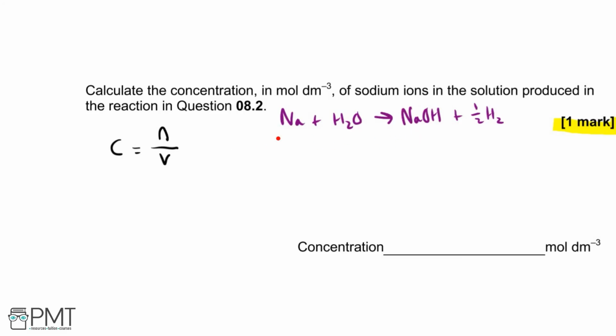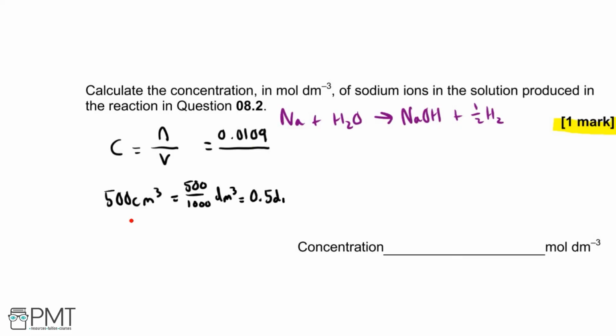So what that means is that for this equation, our value for moles is going to be 0.0109, as it was in the previous part. When it comes to volume, however, we need to look elsewhere. The question told us that we had 500 centimeters cubed of water, so that's going to be the volume of our solution, so that's what we need to use for volume. However, that's in centimeters cubed, so we need to convert that to decimeters cubed by dividing by 1000, so that's going to be 500 over 1000 decimeters cubed, which is 0.5 decimeters cubed.